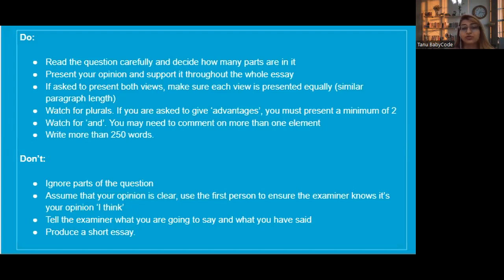What are the don'ts? Don't ignore the parts of the question. If the question has three parts, you are supposed to answer all three. If you answer only two and you did not answer the third part, then your task response score will be lower, right? So don't assume that your opinion is clear. Use the first person to ensure that the examiner knows it's your opinion. When you write in the first person, the examiner knows what you are writing. Don't tell the examiner what you're going to say or what you have said, right? Don't produce a short essay.